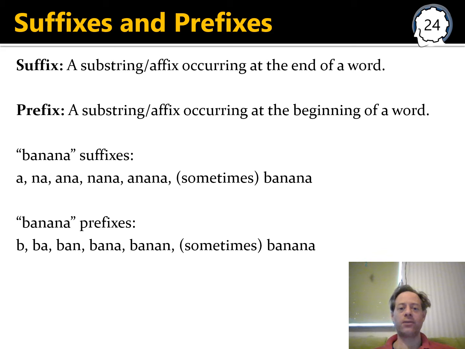In this lecture, we will talk a lot about suffixes and prefixes. A suffix is a substring that occurs at the end of a word, and a prefix is a substring that occurs at the beginning of a word. If we have the word banana, the suffixes are a, na, ana, nana, anana, and sometimes the whole word banana as well. And the prefixes are b, ba, ban, bana, banan, and sometimes the full word.